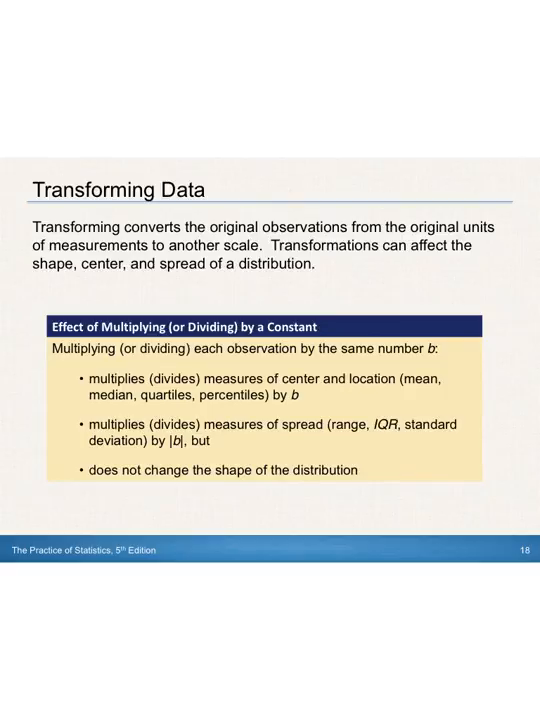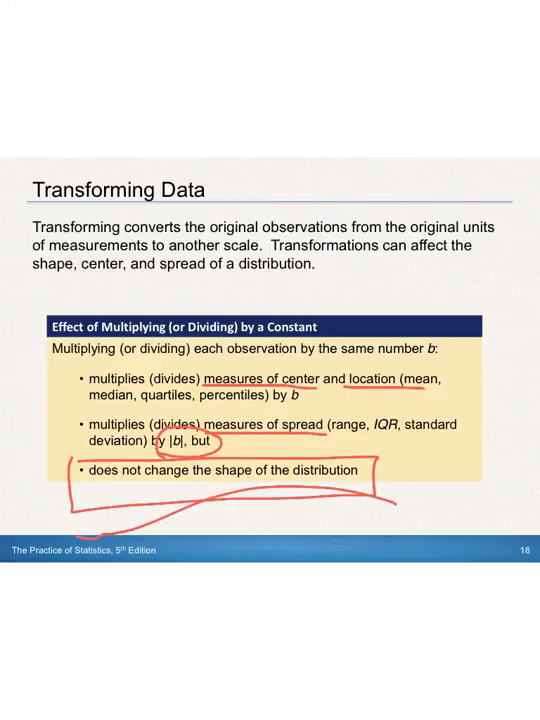So multiplying or dividing by some number, in this case 3.28, the measures of center, mean, mode, median, all the location parts are affected by that multiplication factor or that division factor. The measures of spread are affected, but it's going to be by the absolute value of b, the positive version of b, if we happen to be multiplying or dividing by a negative number. But you notice it does not change the shape of the distribution. It was more spread out, but it's the same.